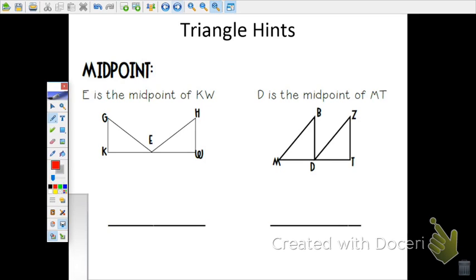The third thing that I'm going to look for is the idea of a midpoint. That was something we learned back in our first unit. We have a statement that tells us E is the midpoint of segment KW. If E is the midpoint, we know the midpoint cuts the segment into 2 congruent parts. So I know that segment KE is congruent to segment WE.